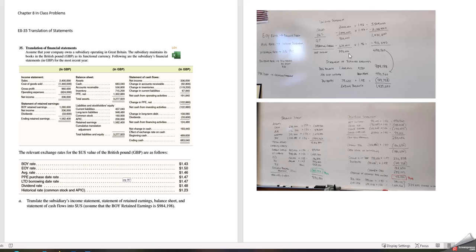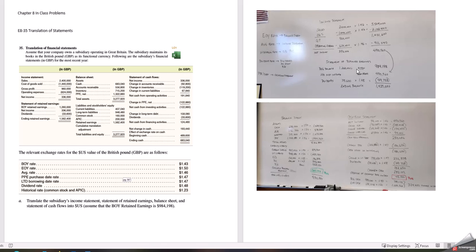So we start with the income statement. Again, we take their income statement off of what was given to us over here to the left, and we are going to translate that and multiply it by our average rate. So each line item is multiplied by the $1.46. So then our translated income is $490,560.